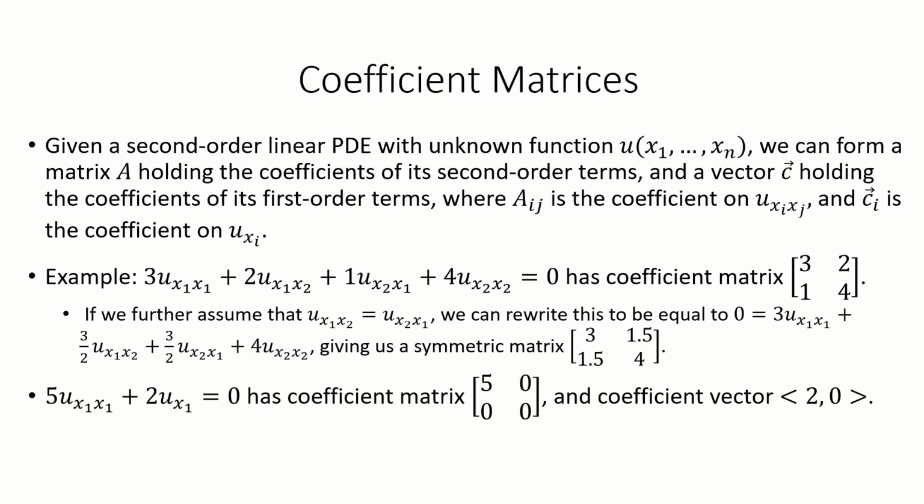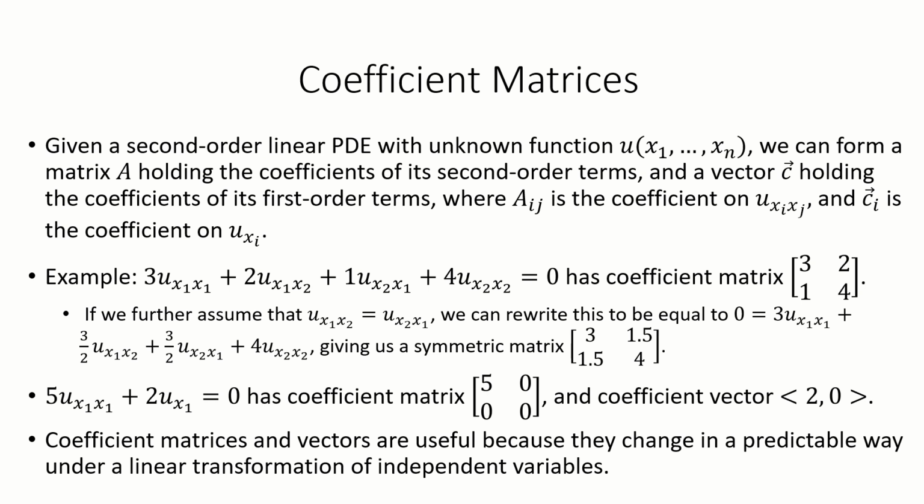The reason coefficient matrices and vectors are useful is because they change in a predictable way under a linear transformation of independent variables, whereas you'll see in a minute, we represent said linear transformation by a matrix.